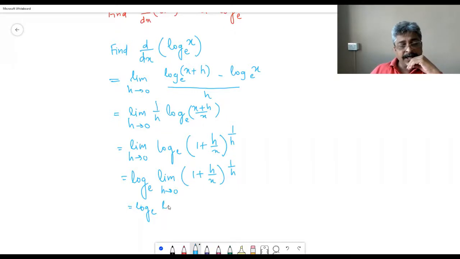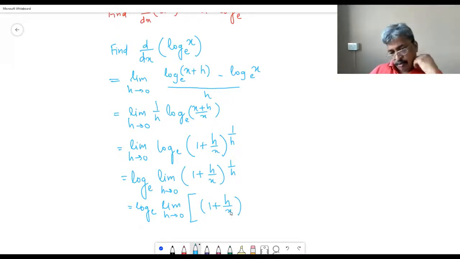Logarithm to the base e, limit h tends to 0, maybe 1 plus h by x, where x is constant. So 1 plus a small quantity, because h is tending to 0 and x is constant, fixed. Therefore, this quantity will tend to 0. So this is 1 plus a small quantity raised to x by h. So that we can put h by x as t. And then we are changing the value, therefore we have to take the x root. So if we simplify this, we get this.